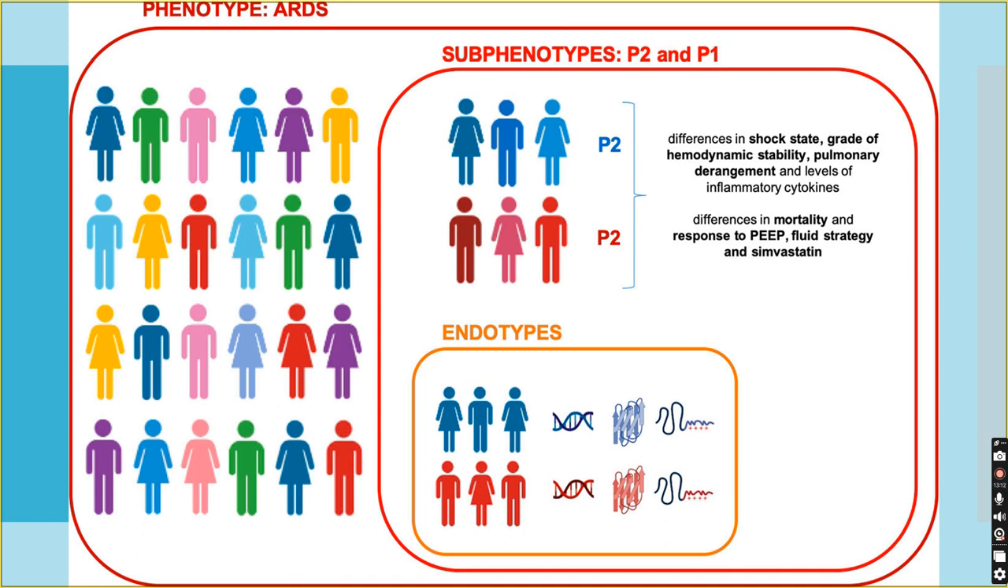So many patients can have a similar kind of syndrome called ARDS. But if you look at the history of ARDS, some patients have a state of shock, hemodynamic instability, pulmonary derangement, and levels of inflammatory cytokines are very high. And few patients actually have a difference in the mortality. Some patients may respond well to PEEP. Some patients actually respond to simvastatin and fluid strategy, and some patients may not.